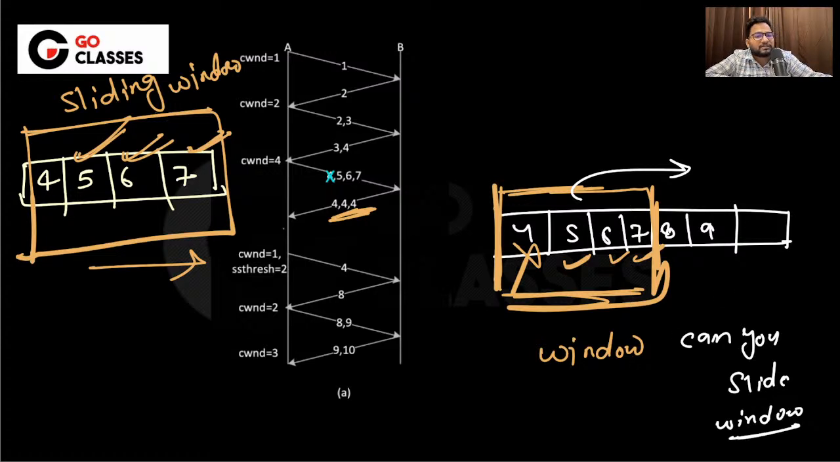No, right? Obviously you can't slide. I mean, if the window size is 4, obviously if the window size is 5, then probably you can just include this, but you cannot slide. I mean it cannot pass 4, right? Okay, currently the window size is 4.